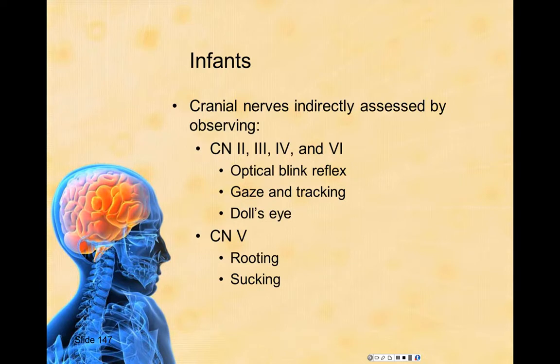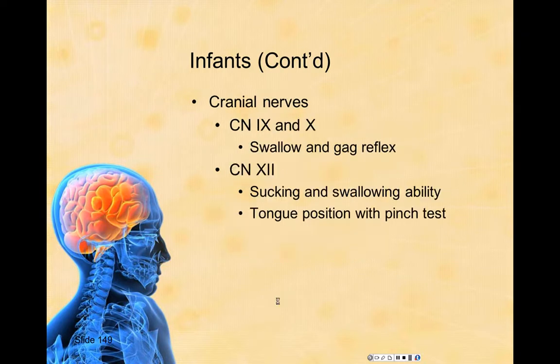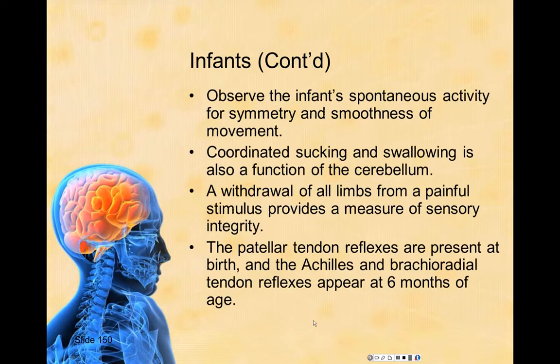Okay, so cranial nerves can be indirectly assessed in infants by observing the blink, the gaze, doll's eye, rooting, and sucking. Facial expressions, forehead wrinkling, smiling, acoustic blink reflex, doll's eye maneuver for 8. 9 and 10 was swallowing and gagging. 12, sucking, swallowing, tongue position, and pinched chest.